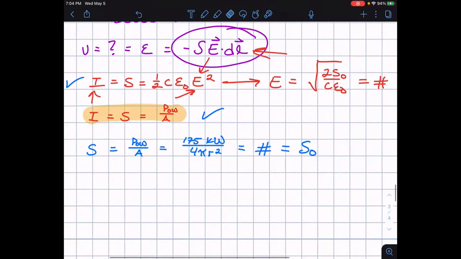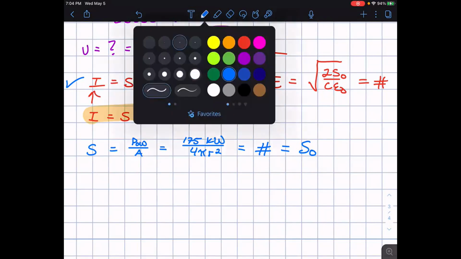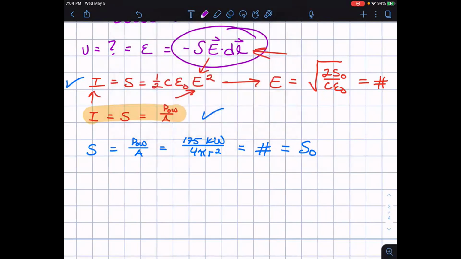Now the last step I have to do is plug that into my integral and solve for what the voltage would be, by integrating along the length of my antenna. So I will take that equation down here: E dotted with dl is equal to voltage.